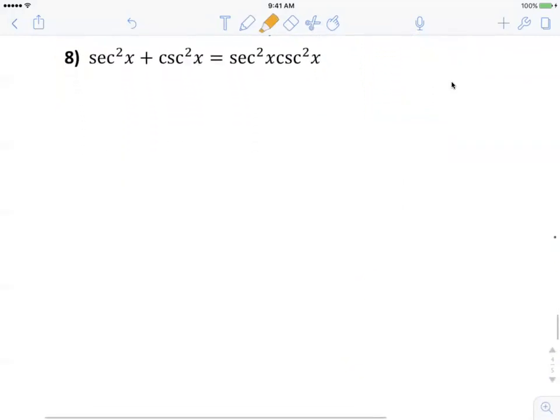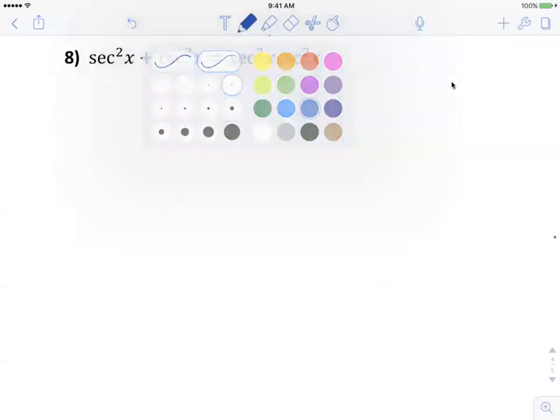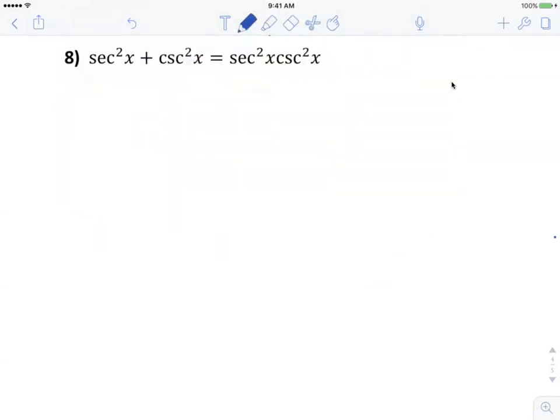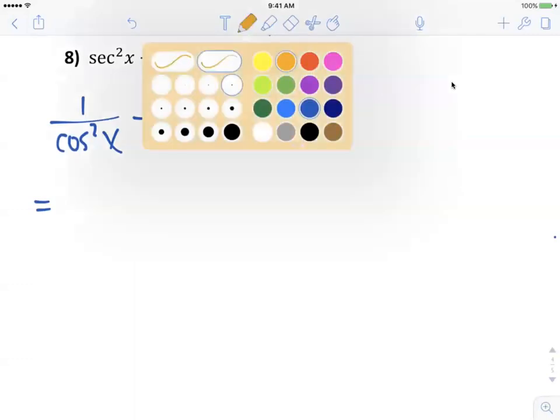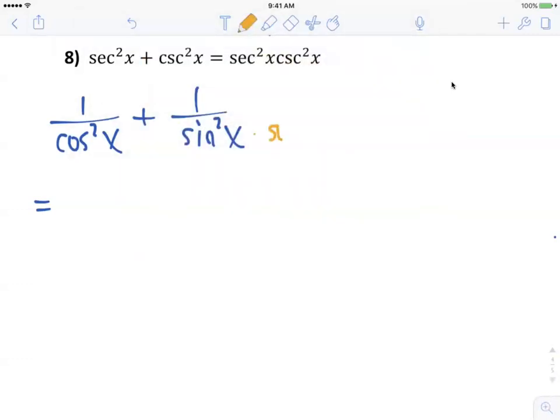Okay, how about this one? These look equally complicated, both left and right, but if there's a plus or a minus, there's probably more that you can do. So I'm going to start on the left side, and let's get reciprocal identities going. That's 1 over cosine squared plus 1 over sine squared. Okay, and I need to add with a common denominator, so I always like orange for that for some reason.